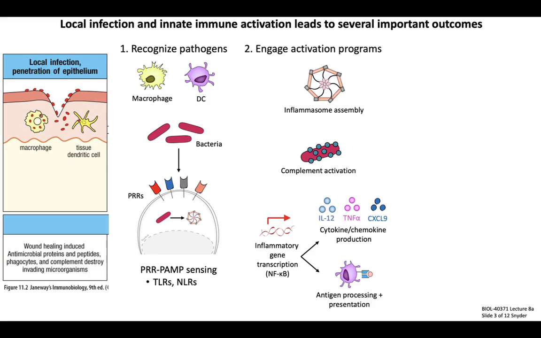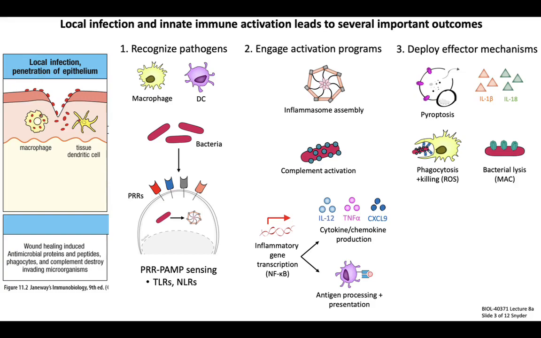NF-kappa B activation can upregulate many transcriptional targets that are important in this early response phase, including inflammatory cytokines such as IL-12 or TNF-alpha, as well as chemokines like CXCL9. Inflammatory gene transcription can also be associated with enhancing the cellular activation of professional APCs such as dendritic cells, and this increases or enhances their ability to process and present antigen.